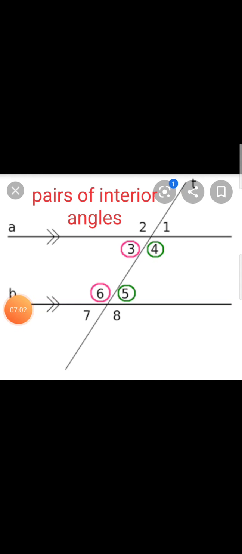Now look at another example of pair of interior angles or consecutive interior angles. The pair of interior angles on the left are angle 3 and 6, and on the right side angle 4 and angle 5 are the pair of interior angles. You have to write down all the types of angles in your notebook.